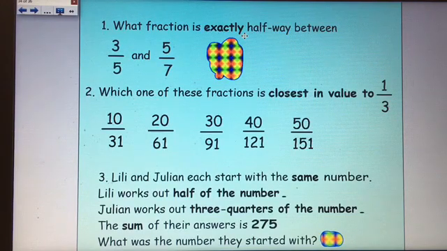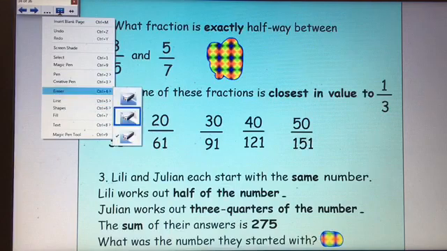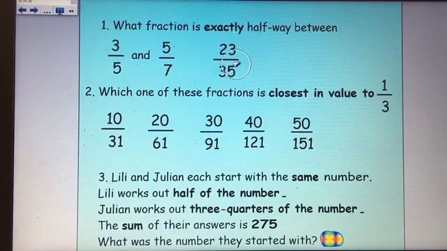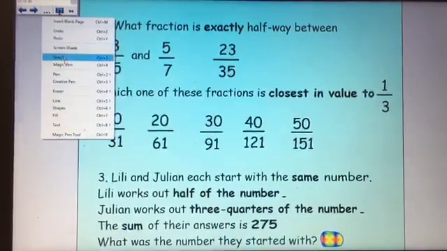Okay, so number 1 says, what fraction is exactly halfway between 3/5 and 5/7? So if you found equivalent fractions, you should have worked out you can turn both of these into 35ths. So 3/5 is the same as 21/35, and 5/7 is the same as 25/35. So halfway between 21/35 and 25/35 is 23/35.